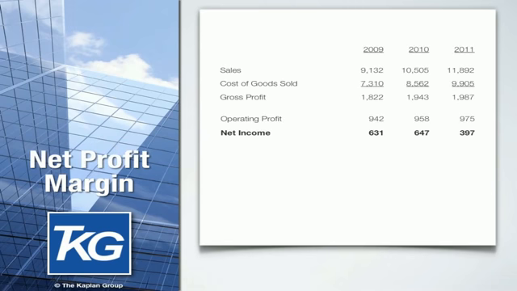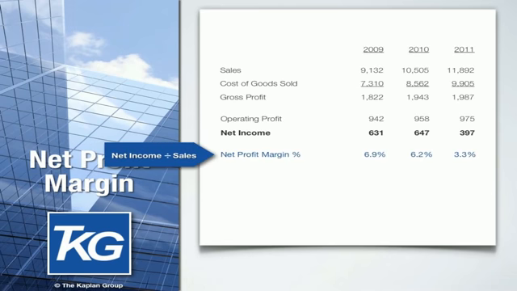Finally, we want to take a look at trends with the net profit margin, since this incorporates all profitability measures for the company. We see that it has been steadily declining for this company, with the big drop in 2011 as a result of the extraordinary charge.